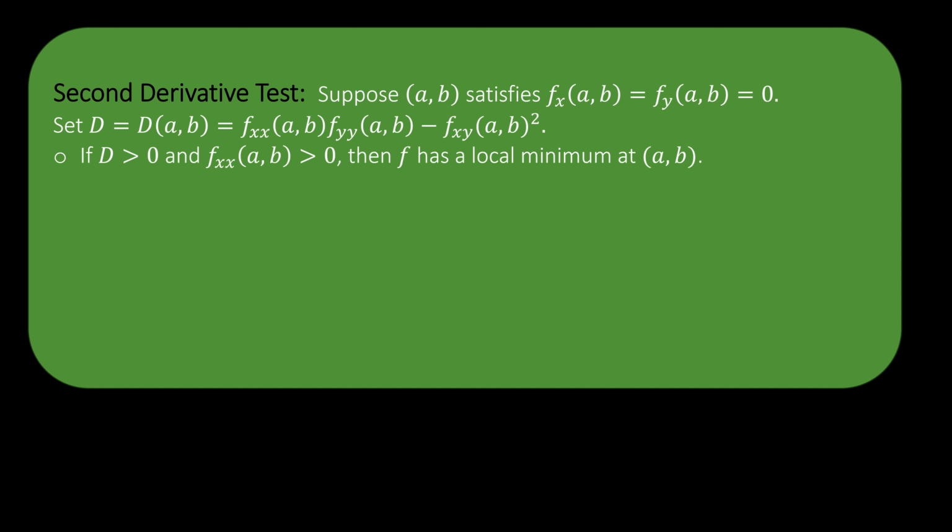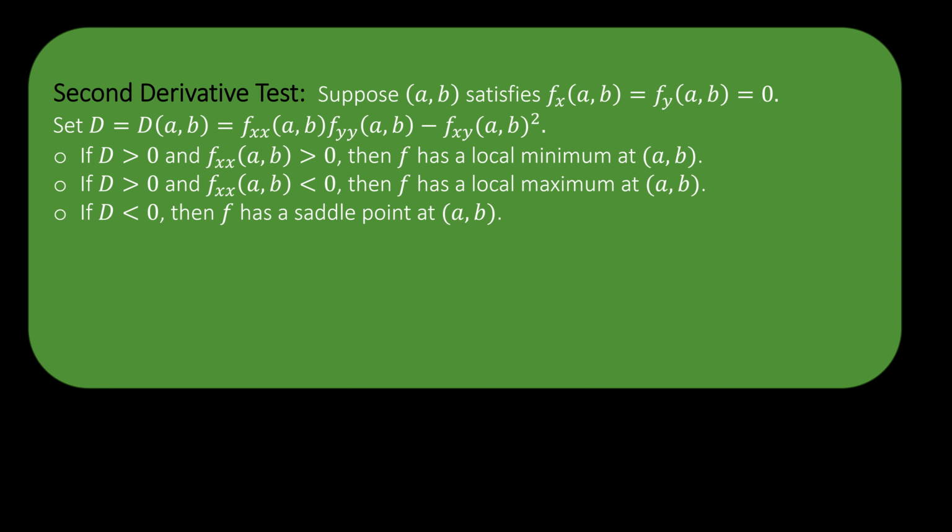And then we have a bunch of criteria here. So if D is bigger than 0 and the second partial derivative is bigger than 0, then we have a local minimum. If D is bigger than 0 and the second partial derivative is less than 0, then f has a local maximum. If D happens to be less than 0, we have a saddle point. And if D is equal to 0, we gain no information.